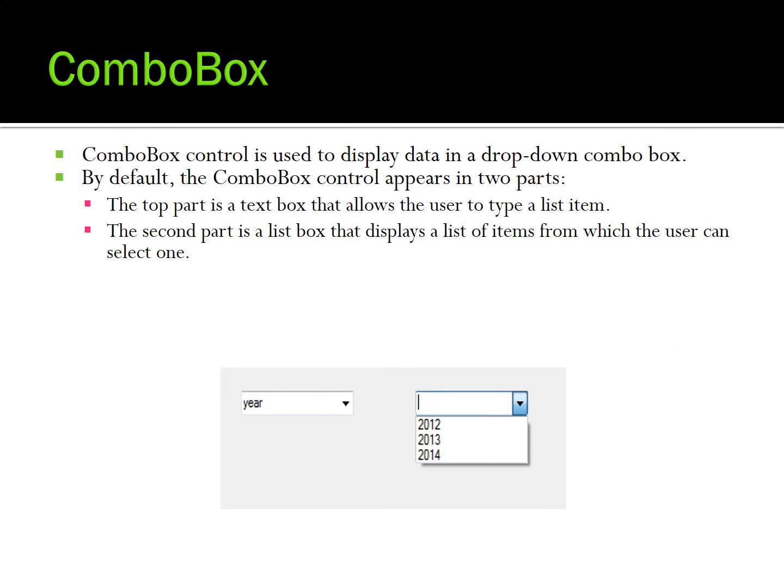Next, combo box. Combo box control is used to display data in a drop-down combo box. By default, the combo box control appears in two parts. The top part is a text box that allows the user to type a list item. The second part is a box that displays a list of items from which the user can select one.